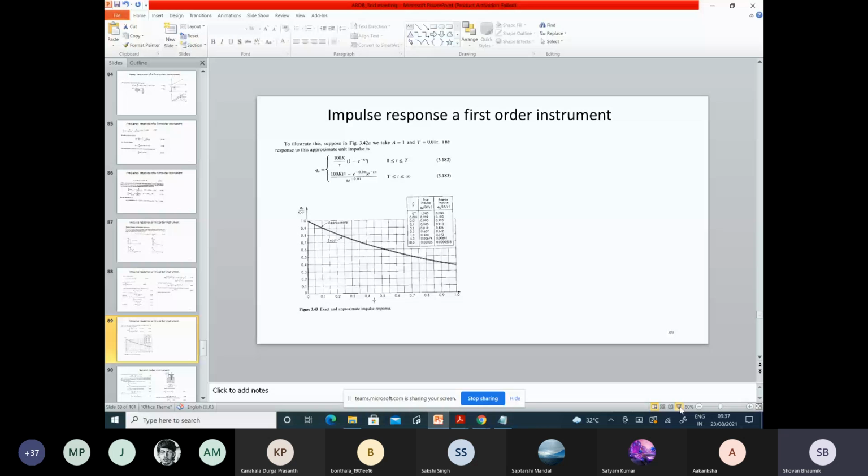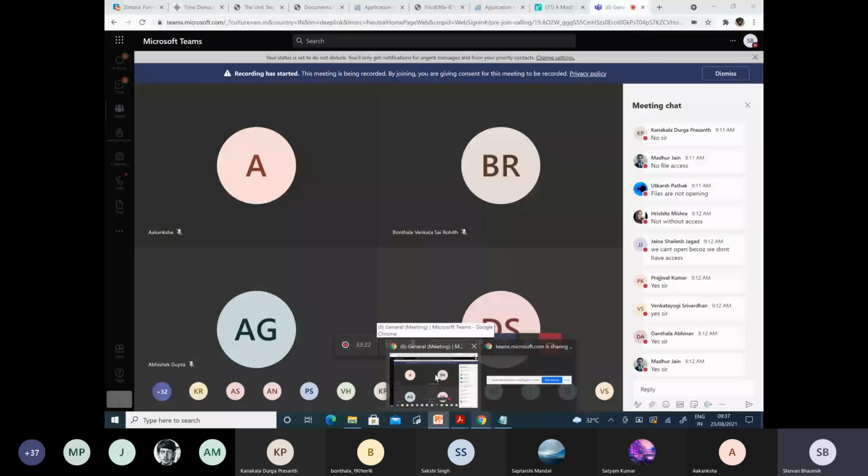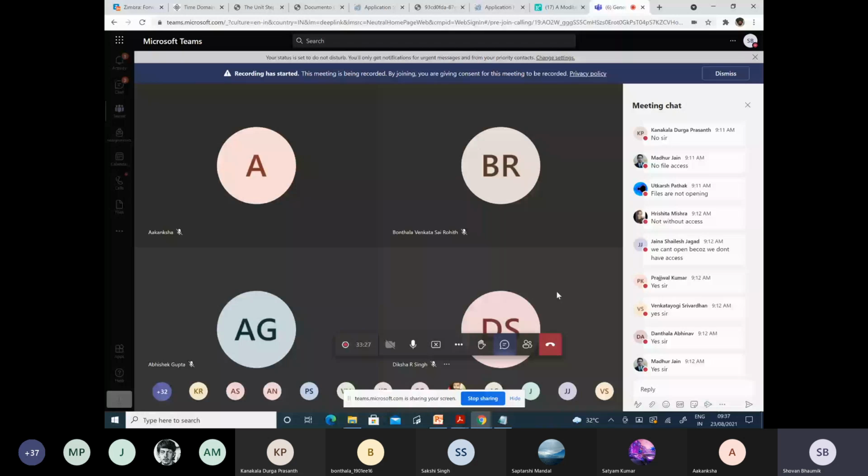So with these notes, I conclude the first order response, or the dynamic response of a first order instrument. Then I will move to the second order instrument. Before that, I want to see if anybody has any query. Okay, did you understand everything? If all of you understood that, then let's start the second order system.